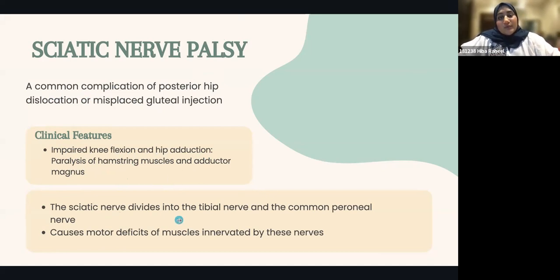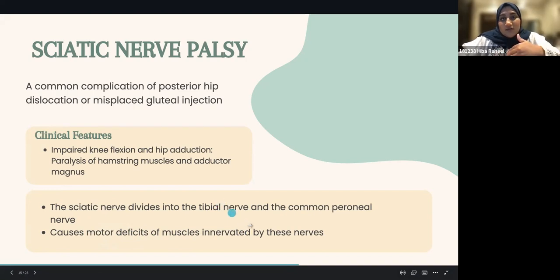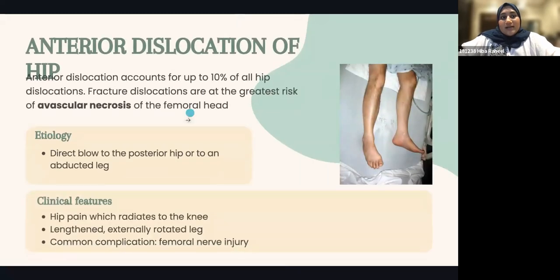And the sciatic nerve, if you remember, divides into the tibial nerve and the common peroneal nerve, and then the common peroneal divides into superficial and deep, right? So when it is damaged, everything below, the leg below, is going to be paralyzed. This is like the worst thing that can happen. It's an orthopedic emergency, and you really need to take the patient into surgery and reduce the fracture. There are a lot of causes of motor deficits. I can't list all of them, but you can imagine if the sciatic nerve is damaged, how many muscles would be paralyzed.